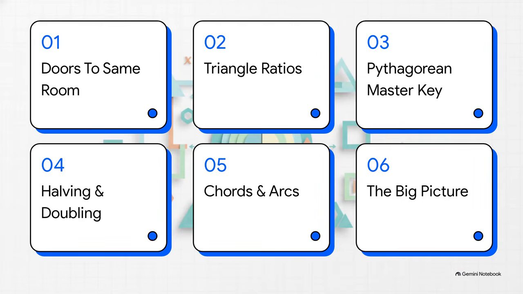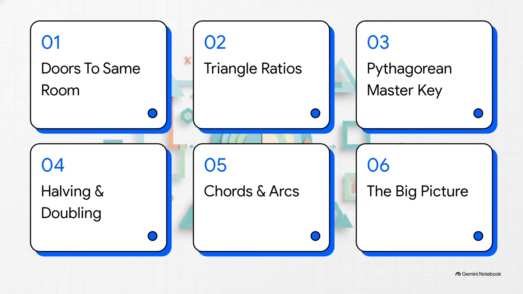All right, so here's our roadmap for today. We're going to cover doors to the same room, the foundational triangle ratios, the Pythagorean master key, halving and doubling angles, chords, arcs, and versines, and finally, we'll wrap it up with the big picture.